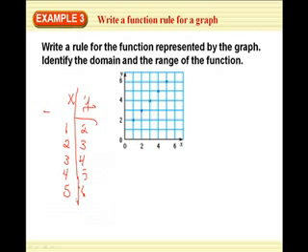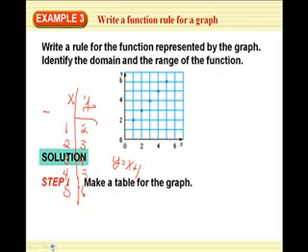So then I need to write the rule. What am I doing to x each time to get y? Y equals x plus 1. Look at that. We're adding 1 each time, which is pretty cool there. So that would be my rule. Y equals x plus 1. Let's see what they do.